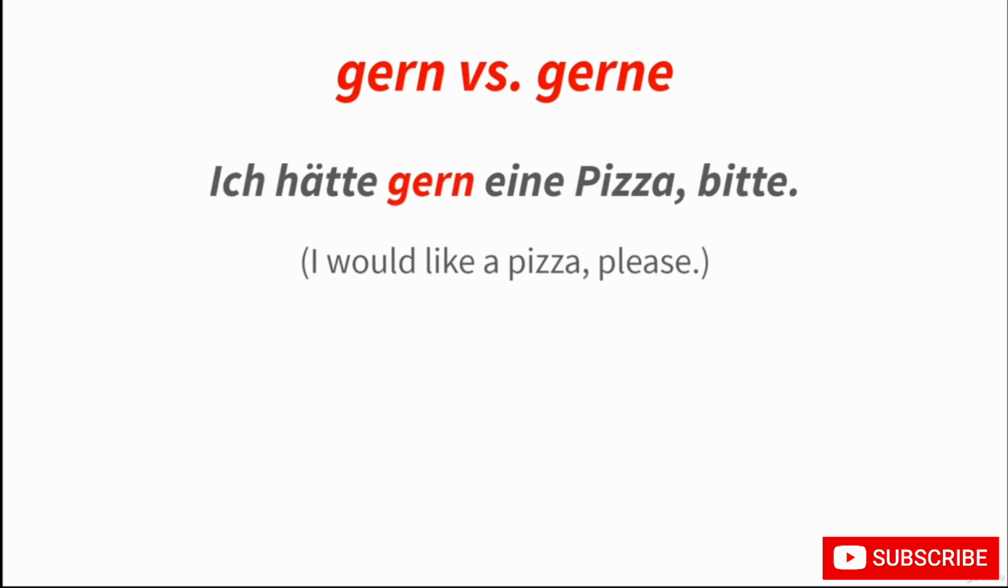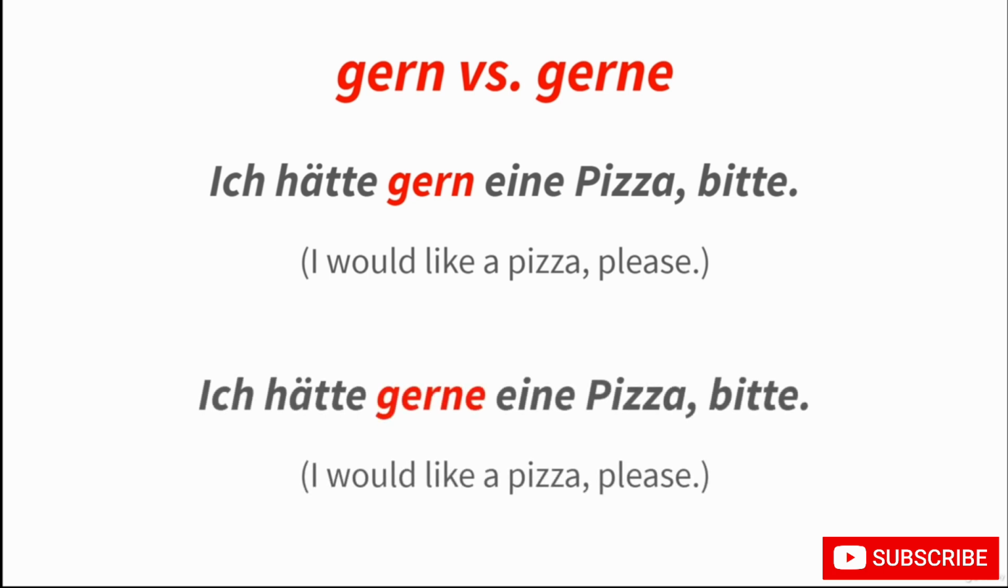Ich hätte gern eine Pizza bitte. I would like a pizza please. I can also say ich hätte gerne eine Pizza bitte. It also means I would like a pizza please.